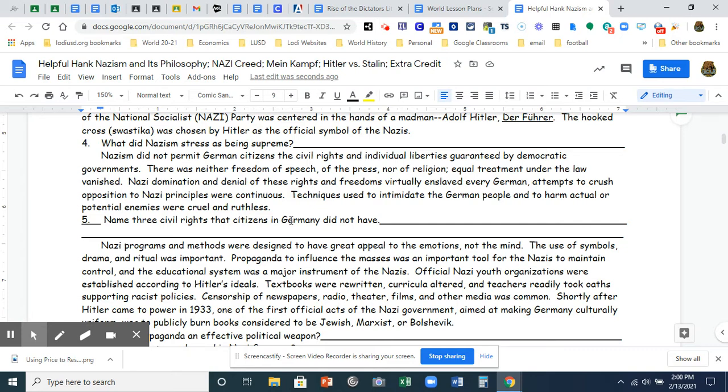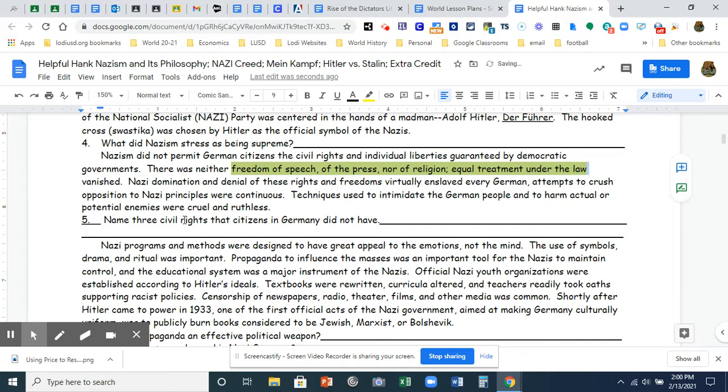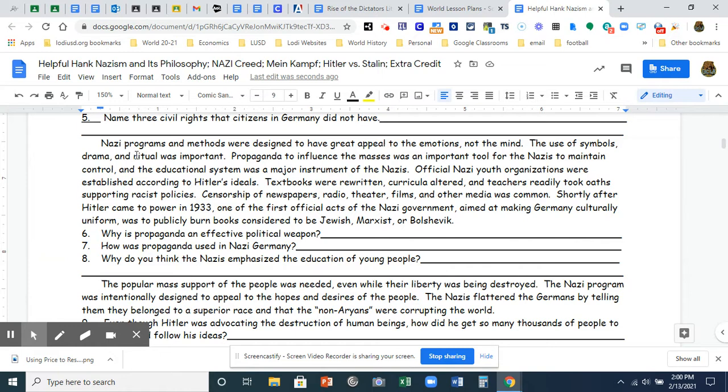Name 3 civil rights that citizens of Germany did not have. Okay, so you need the specifics: freedom of speech, press, religion, equal treatment under the law. That's it right there. Make sure it's a sentence, not just this list. So you have to write 3 civil rights German citizens didn't have, or blah, blah, blah. Moving on. Go ahead and pause while you answer, and then hit pause again to continue hearing this.